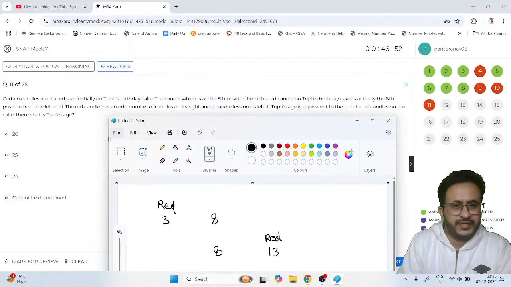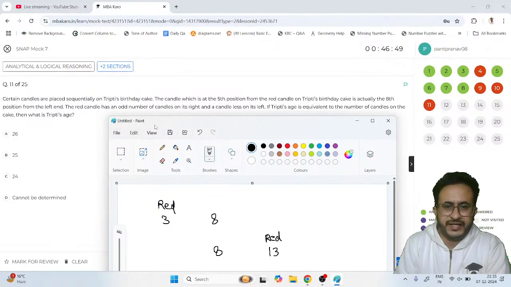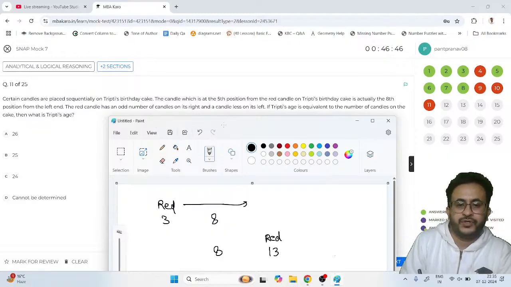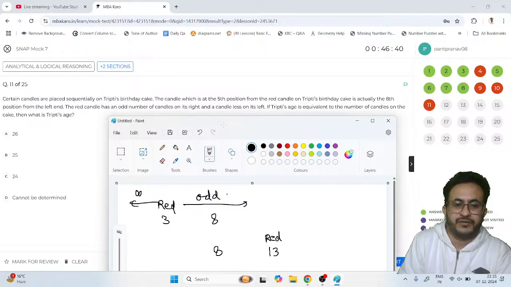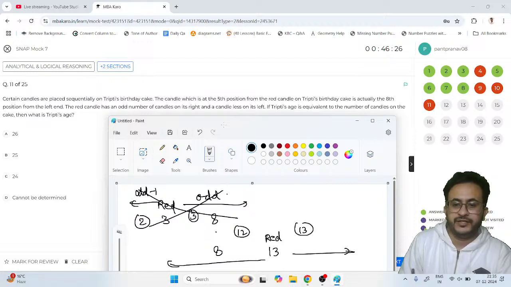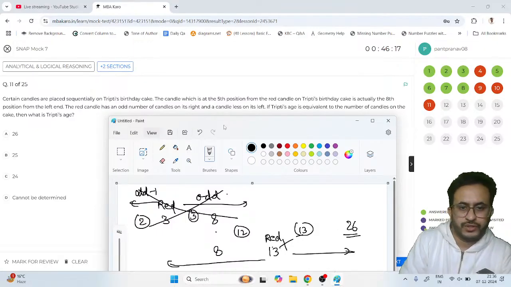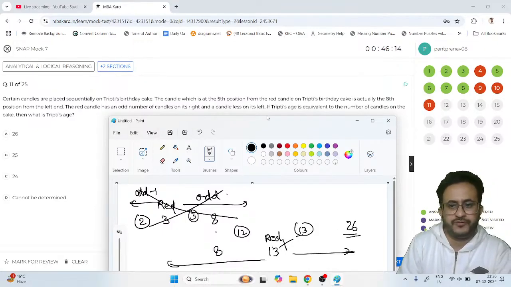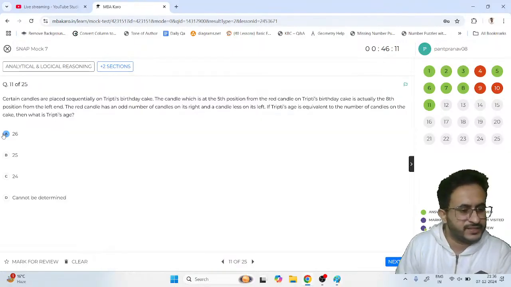Okay. Then the red candle has an odd number of candles on its right and a candle less on its left. So it has an odd number of candles this side and that odd number minus 1 on its left. So on the left here we are getting 2. So odd number we are getting 3, but we are getting 8 candles here. So this is not possible. So here we will have 12 candles on its left and 13 candles on the right. So there will be a total of 13 plus 13, 26 candles. Okay, 26 candles will be there, 13 to the right. So if Tripti's age is equal to the number of candles on the cake, it is 26.